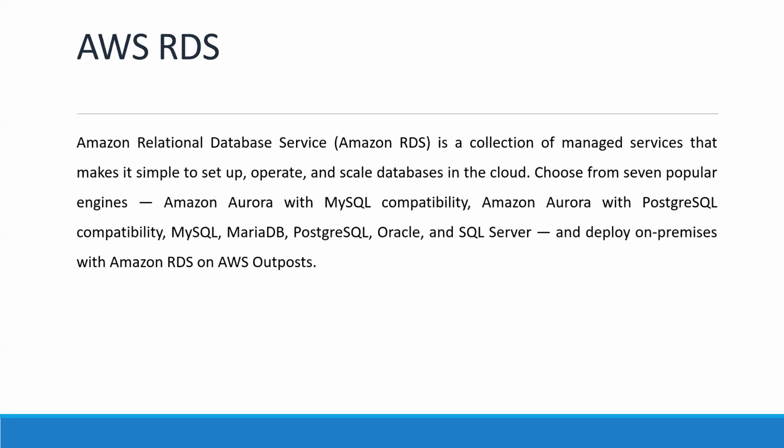We can choose from Amazon Aurora, which has MySQL compatibility along with PostgreSQL compatibility, as well as MySQL, MariaDB, PostgreSQL, Oracle, or Microsoft SQL Server. We can also connect our on-premises environment with Amazon RDS on AWS Outposts. I'm not going to talk about Outposts now; I will try to make a separate topic on that. In this video, I'll be talking about RDS.